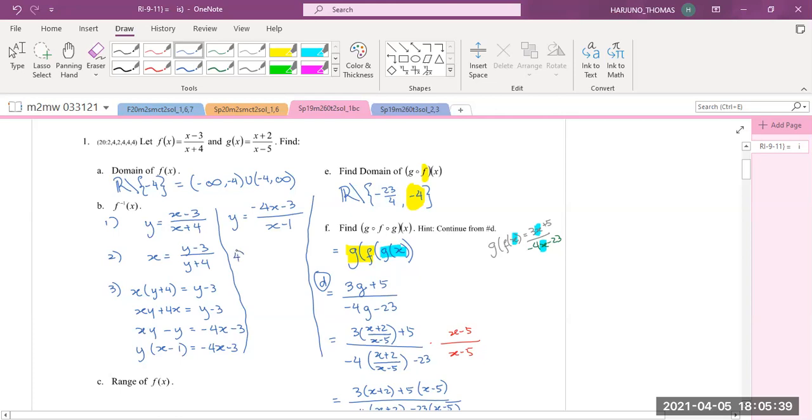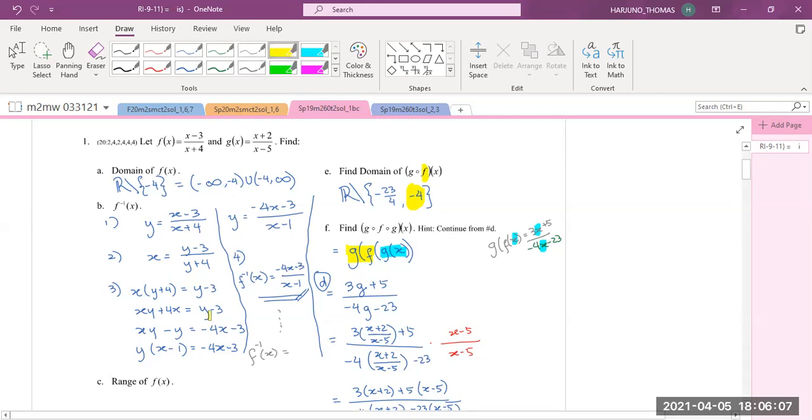So step 4, f inverse x is negative 4x minus 3 over x minus 1. Now it turns out that on the top, we can factor the negative. So it is possible if you do a slightly different method.